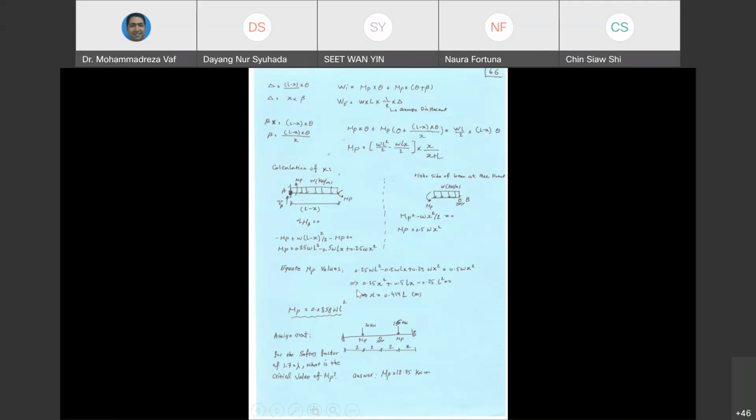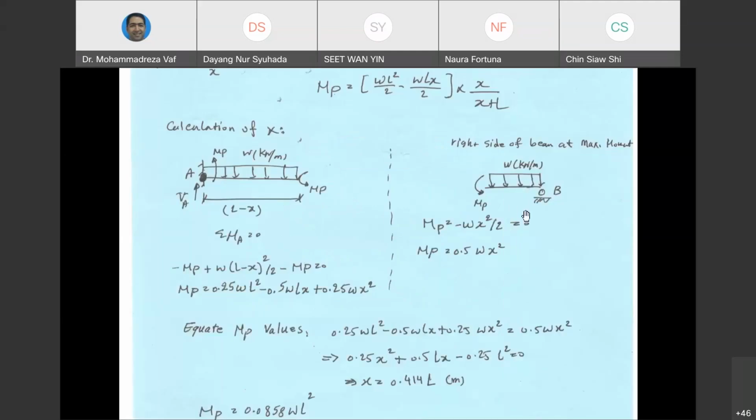Okay, please ask the question. Doctor, for the second diagram, MP square minus WX square over 2, is the square not a square? Which one here? The second one, the right hand side one. This one? Yeah, the MP square, is it MP square? Oh, no, no. Okay, it is a mistake here. It's just MP. Okay, thank you, doctor.